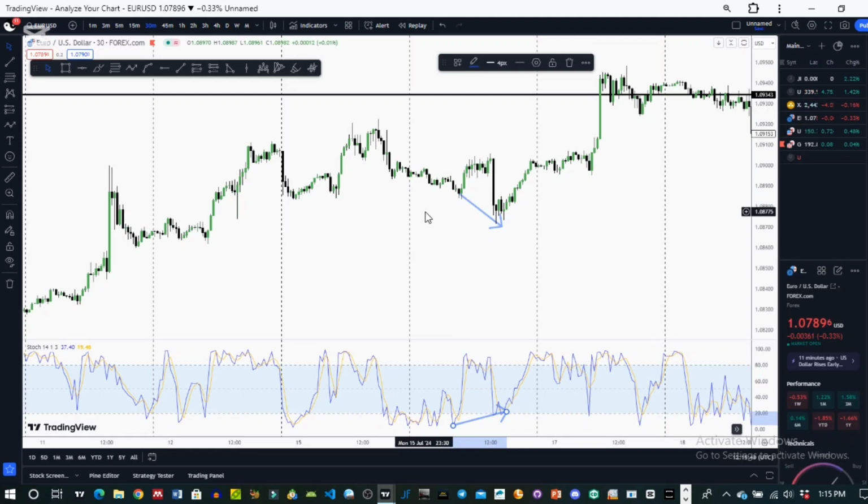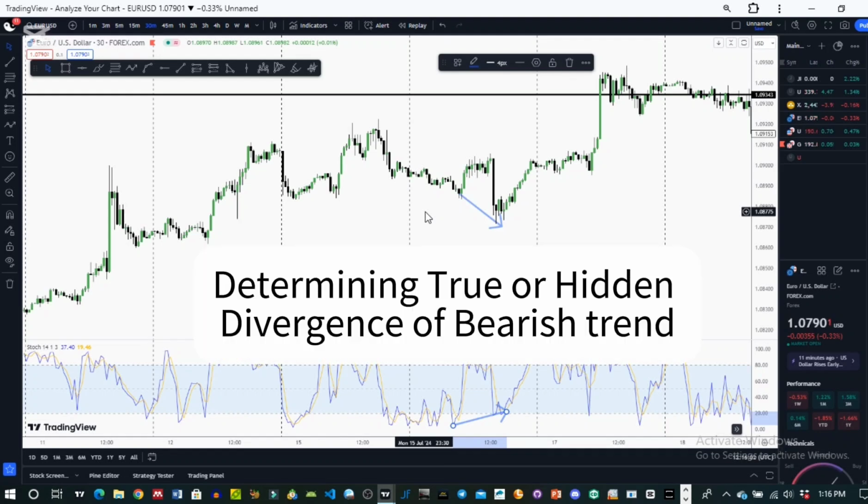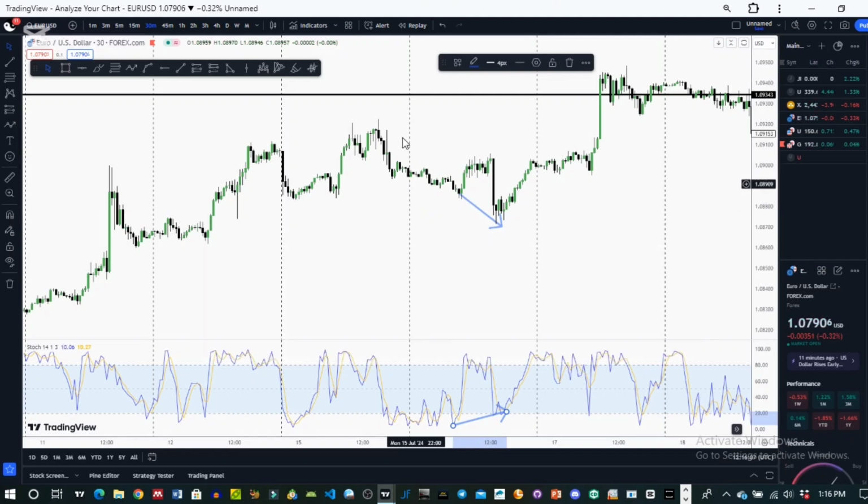Remember that I said for determining the reversals or bullish trends, you use the bottom of the price action and the bottom of the stochastic or RSI indicator, whichever you're using. While determining either the true or the hidden divergence, you use the peaks of the price and the peaks of the stochastic indicator. So we could see that there is a form of convergence or disparity between the movement of the price and that of the indicator.